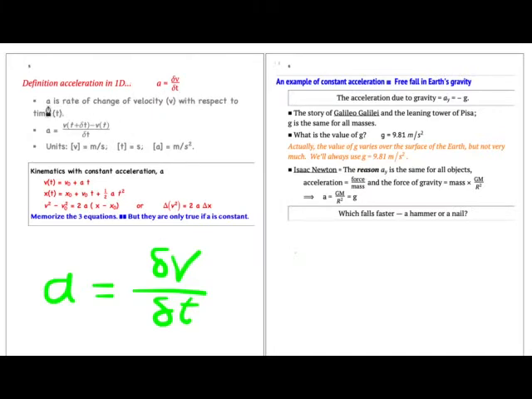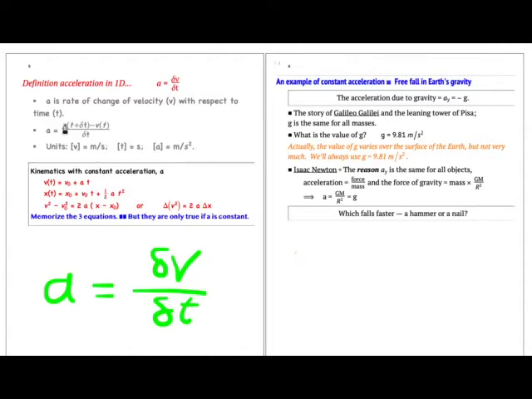So in words, a is the rate of change of velocity with respect to time. Or if we put that into equations, a is v at t plus delta t minus v at t. That's the change in velocity from time t to time t plus delta t, divided by delta t. So it's the change in velocity, the final velocity minus the initial velocity, divided by the time interval or the change in time.